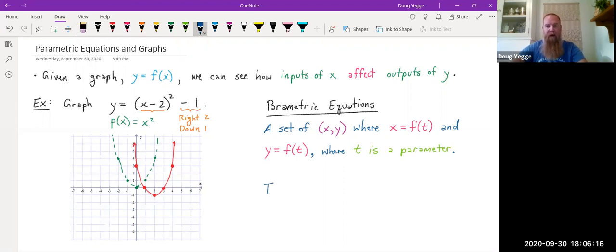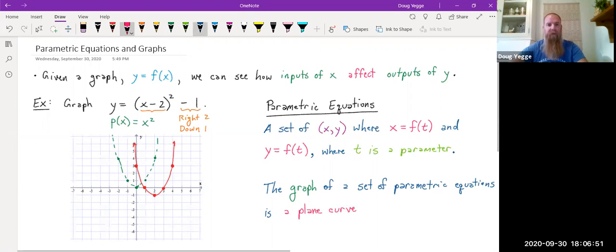Now the graph of a parametric equation, the graph of a set of parametric equations, is referred to as a plane curve. And the reason we call it a plane curve is because, first of all, it's a curve that's going to be drawn in the Cartesian coordinate plane. And so we refer to that as a plane curve.